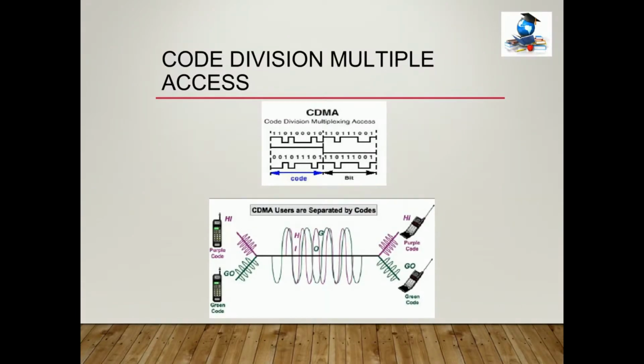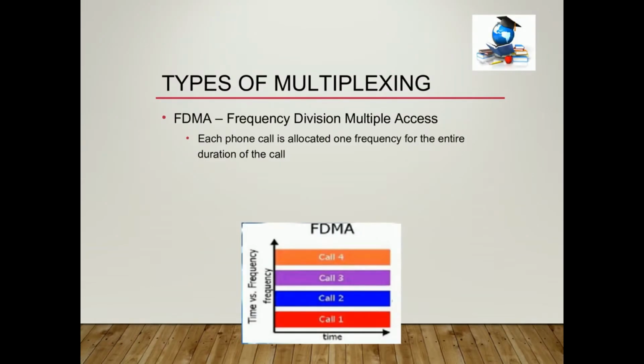Previous technology. 3G. CDMA, code division multiple access. A form of multiplexing. Does not divide up the channel by time or frequency. Encodes data with a special code associated with each channel. Types of multiplexing.